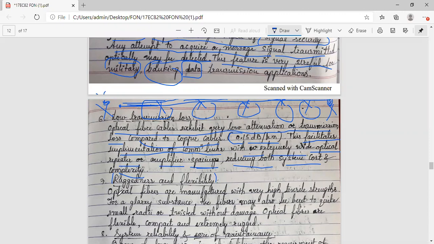Optical fibers are made of glass or plastic, so they are manufactured with a very high tensile strength. Even though they are made of glass, you shouldn't think that when you bend the optical fiber it will break. No, because they are manufactured with high tensile strength. Because of this, even though they are made of glass or plastic polymer, those fibers are able to bend. You can even twist them.